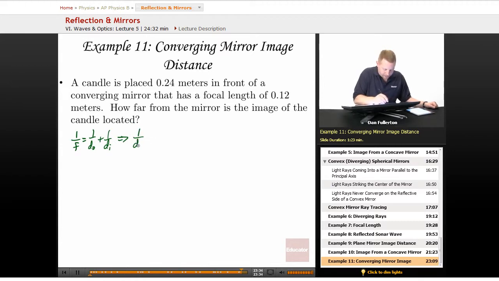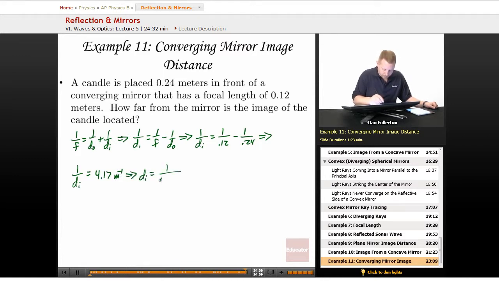So I'm going to rearrange this to say 1 over the image distance is equal to 1 over f minus 1 over the object distance. Then substitute in my values. 1 over d_i is 1 over, our focal length is 0.12, and our object distance is 0.24. Therefore, 1 over d_i must be equal to 1 over 0.12 minus 1 over 0.24. That's going to be 4.17 inverse meters, meters to the negative 1. Therefore, d_i will be 1 over 4.17 inverse meters, which is going to be 0.24 meters.